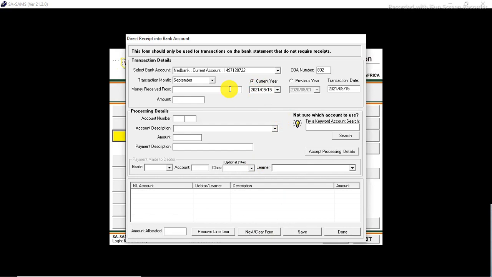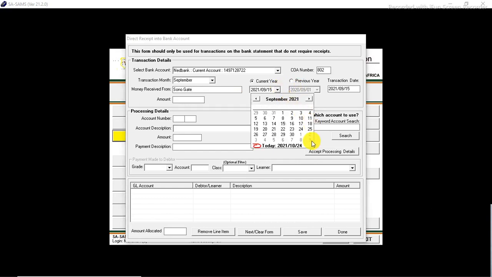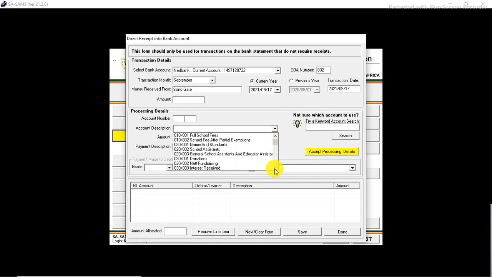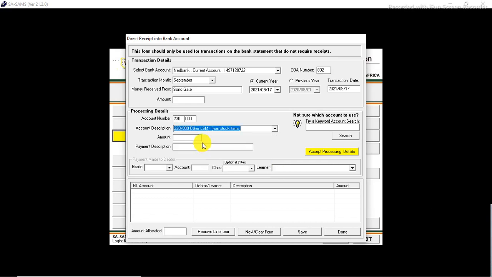And then I said if a learner paid, let us say this is Sono Gate. Sono Gate paid for a book on which day? Let us say on the 17th of September, Sono paid for a book, and then it is LTSM. It is similar to the one where a learner paid, but the difference is that that learner paid to the school. This one is directly at the bank, so they give you the deposit slip and then you capture it as a direct payment because they paid directly at the bank.